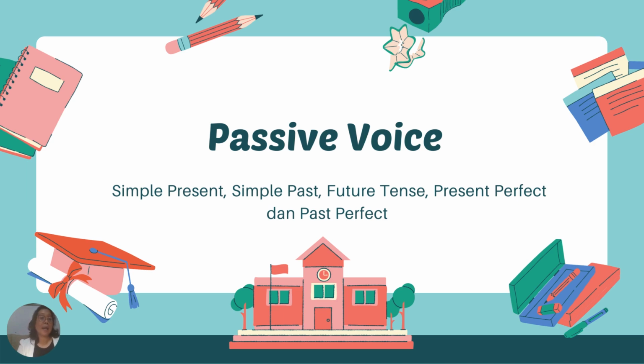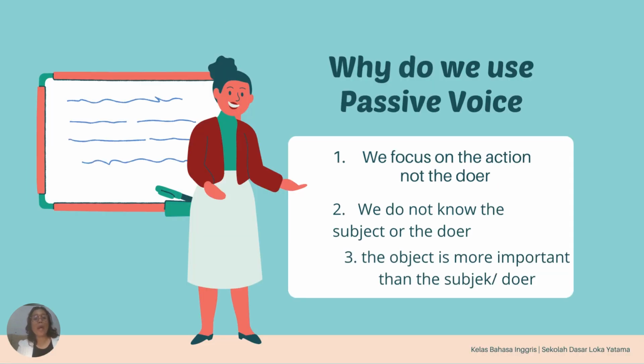Okay. Guys, do you know why we really need passive voice? We use passive voice when we talk by focusing on the action, not the doer. We don't care who did it, but we focus on the action or the result of what the doer did. And the second one, we do not know the subject or the doer. Maybe someone we don't know the name, we don't know who.